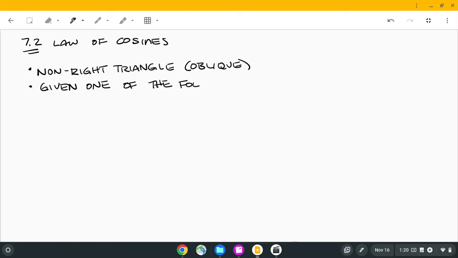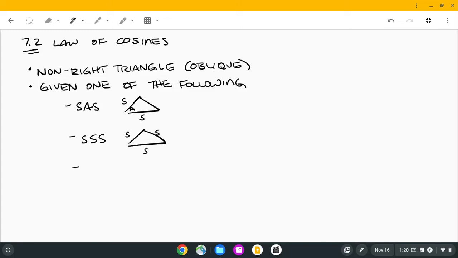So here, we might have a side angle side. That looks like this. If you have a triangle, you might be given a side and then the included angle between the two sides. Okay, so that's side angle side. Side, side, side. So you might have this situation here, side, side, side.